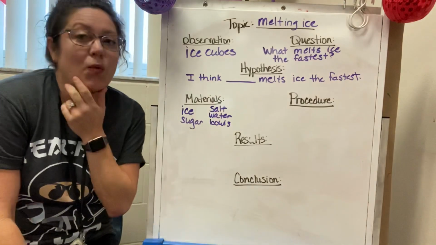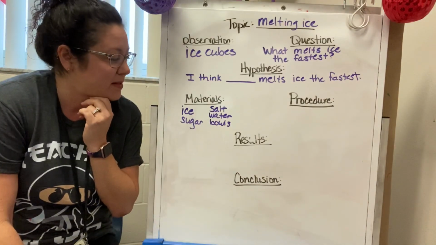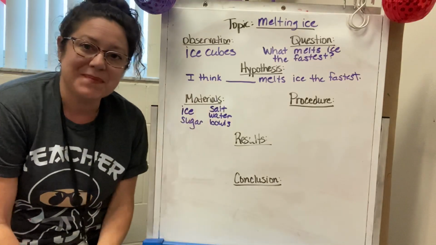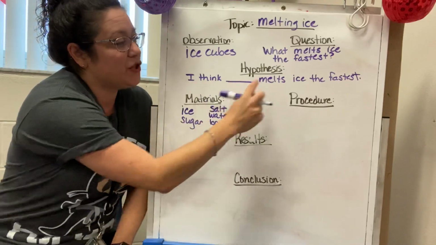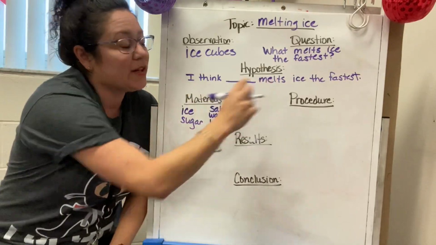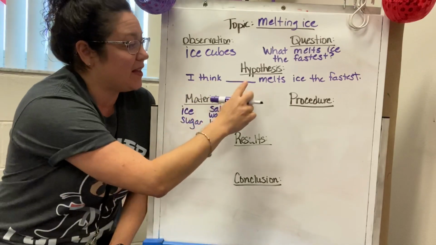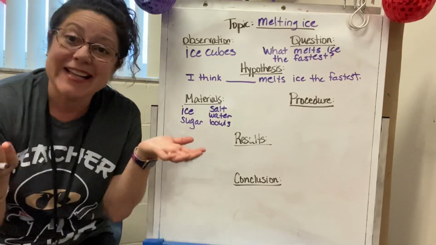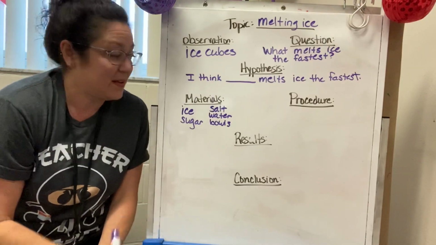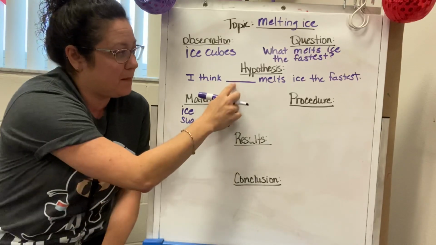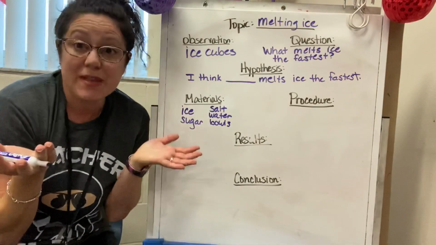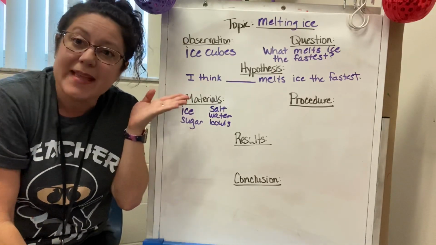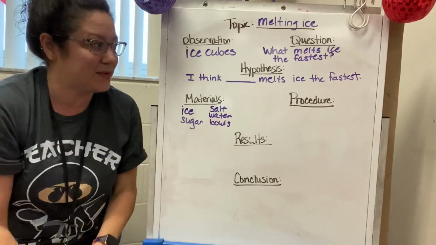So what do you think melts ice the fastest? Sugar, salt, or water? So that's what you would write here. I think sugar melts ice the fastest. I think water melts ice the fastest. I think salt melts ice the fastest. Or I think nothing melts ice the fastest, it just melts on its own. So that's what you're going to write here. I think whatever you think. Remember, a hypothesis might not work out, but that's okay. That's why we do the experiments, to figure things out, right?